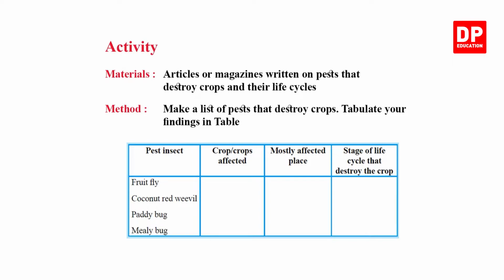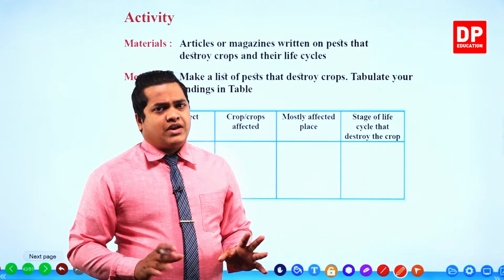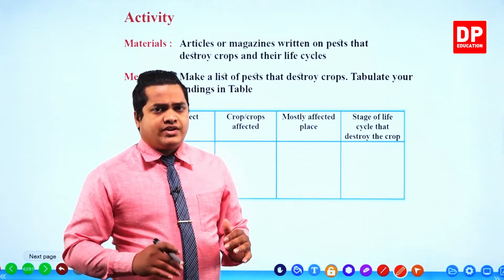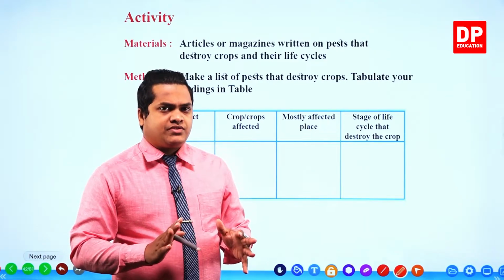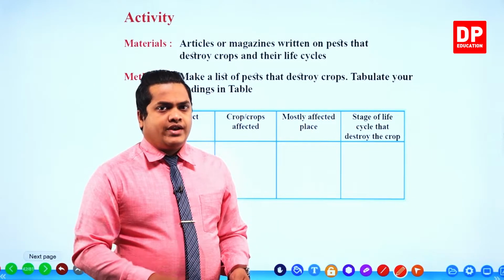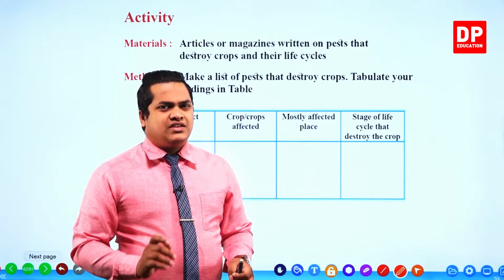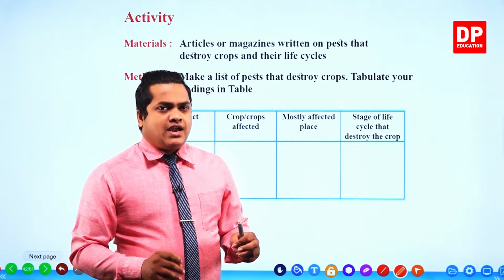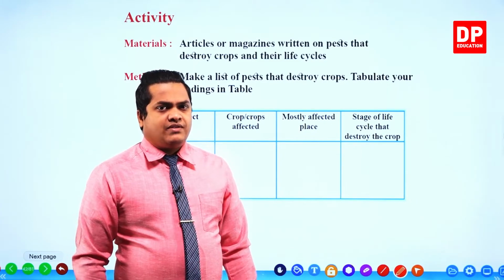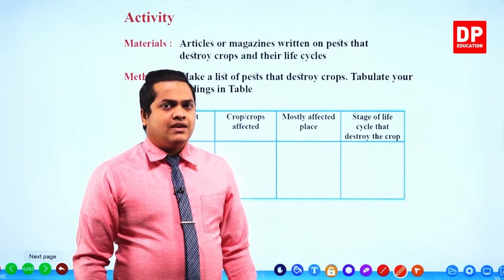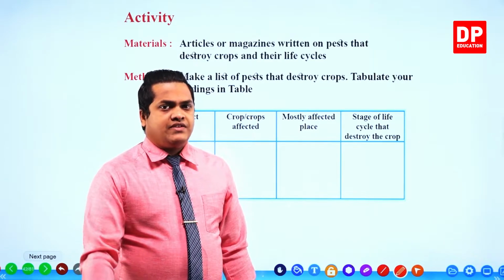Here an activity is given: articles or magazines written on pests that destroy crops and their life cycles. So we have to find articles and magazines. Actually, you can definitely refer to the internet for these things. If you have articles or any other magazines or video clips regarding these pests, you can go ahead and watch them. It's easy to use the internet, and we can find different images and video clips regarding the pests and also their life cycles, my dear children.